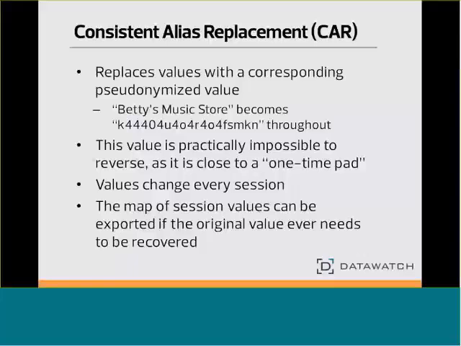Consistent alias replacement replaces values with a corresponding pseudonymized value. For example, Betty's Music Store becomes, and I won't read that out, the same value throughout. And this value is practically impossible to reverse as it's close to a one-time pad. So these values change every session in Modeler, and then you can save this map of session values by exporting it if you ever need the original values, and I'll explain why later.